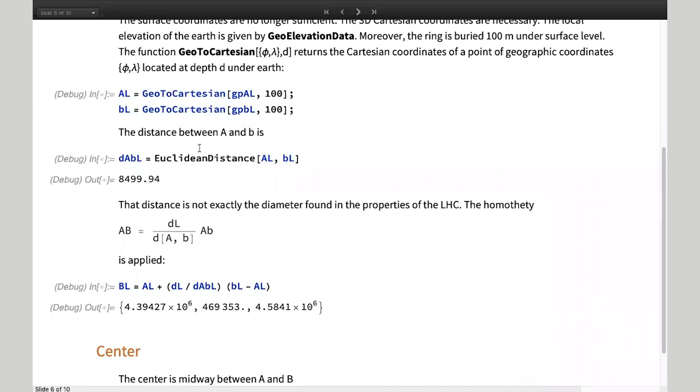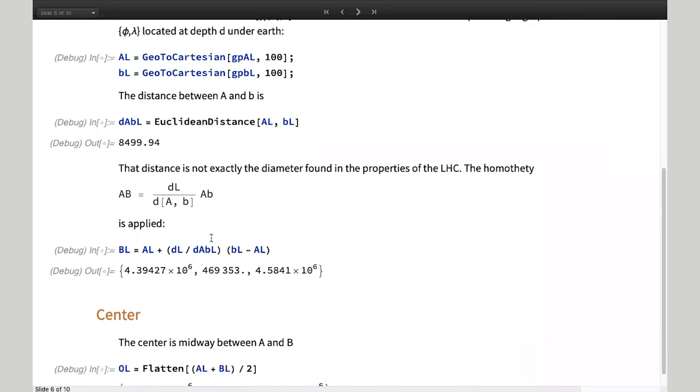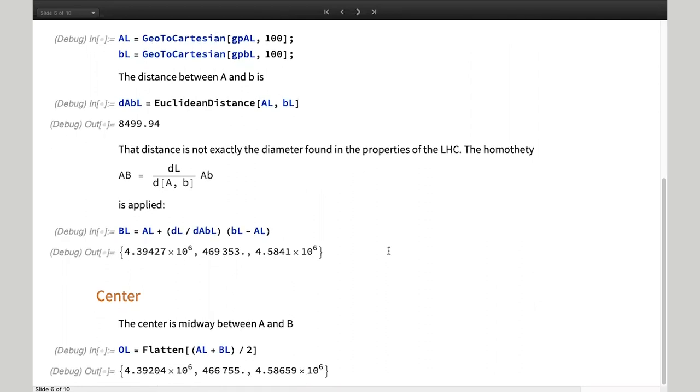Knowing that, you can evaluate the distance between A and B, which is 8,500 meters. But this is not exactly the diameter, the nominal diameter of the LHC. So you have to take an adjustment, which is called a homothety, and in mathematics, I think it's scaling. Nevertheless, you do that geometrical operation, and then you redefine the point B, which was minor b at the beginning, becomes big B at the end, and you have the exact position of the end of the diameter near the Swiss border. And you are sure that the distance between A and B is a nominal one. Now the center is midway between the two, that's trivial.